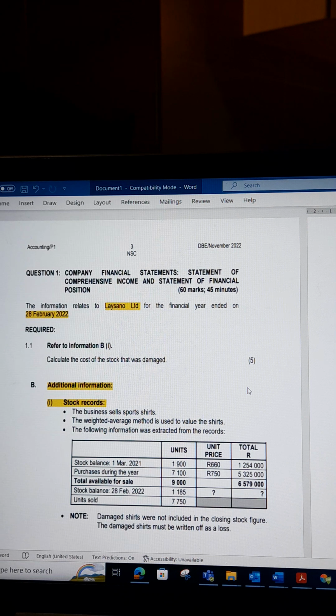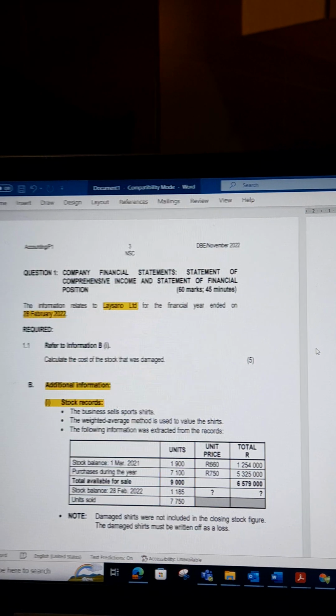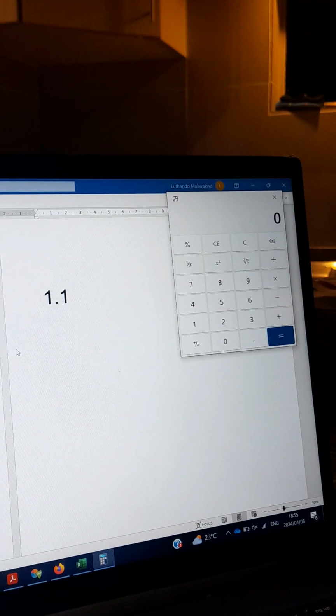We're going to say opening, which is 1,900 units, plus purchases of 7,100, which will give us total units of 9,000. This is your total available units for sale. And then because we sold units amounting to 7,750, when we say 9,000 available units less the ones that were sold, so less 7,750, we need to get the closing. So let's put it on the calculator and calculate the value of the units.